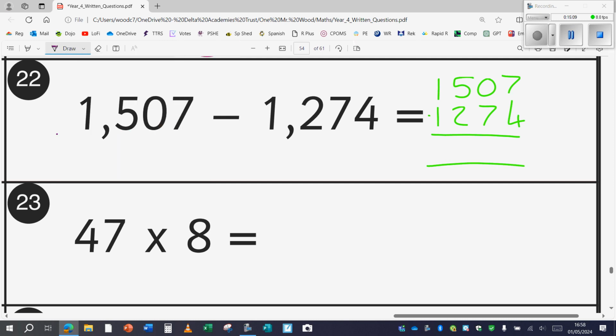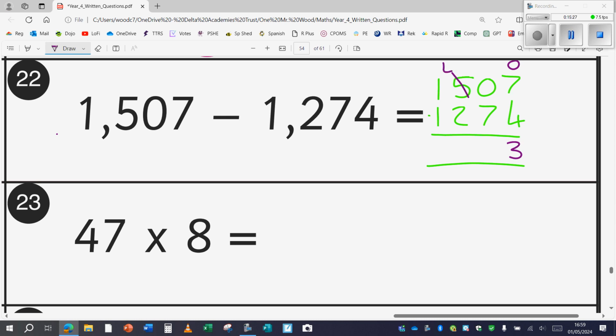So with any subtraction question, we start in the ones column, and we always have to ask ourselves, do I have enough? If I've got 7 in the ones column at the top, can I take 4 from it? Well, yes, I can. In the tens column, I've got a 0. Can I take 7 from 0? Well, I know I can't. So I'm going to have to do a bit of stealing.